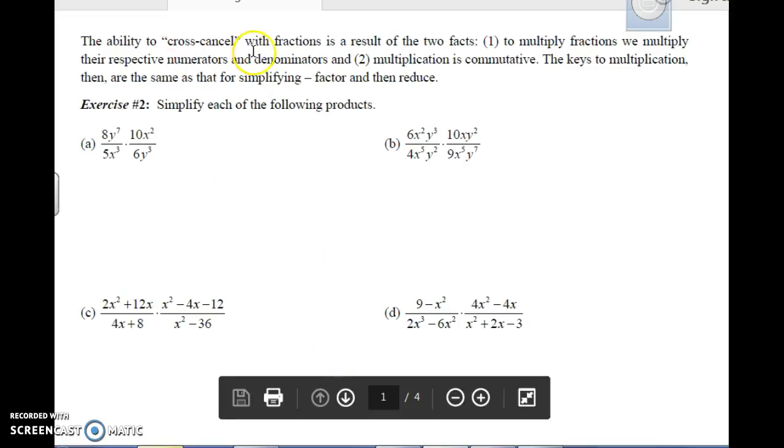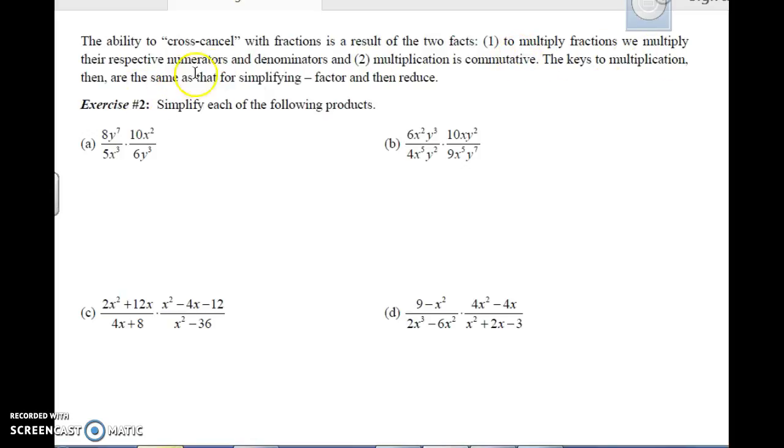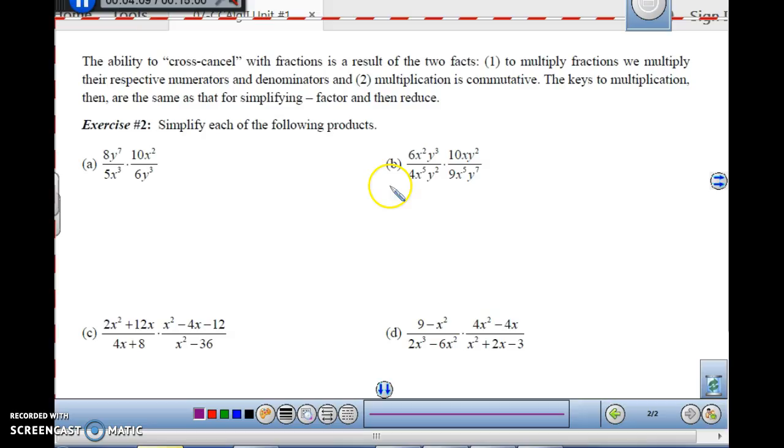So the ability to cross-cancel fractions is a result of two facts. To multiply fractions, we multiply the respective numerators and denominators, and multiplication is commutative. And the keys to multiplication, then, are the same as for simplifying. Factor and reduce. So factor, factor, factor, factor, reduce, reduce, reduce, reduce. Now be very careful when you're doing binomials. Make sure that you know what goes into what.